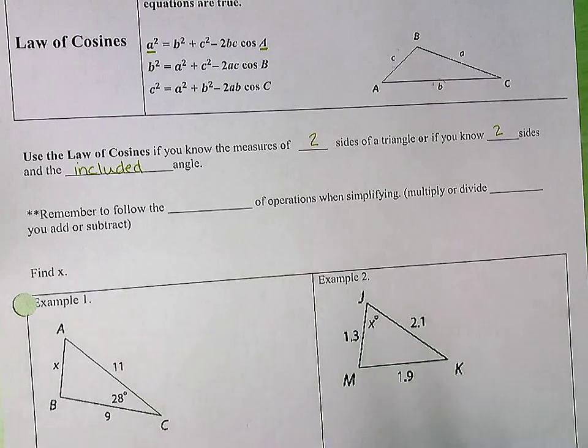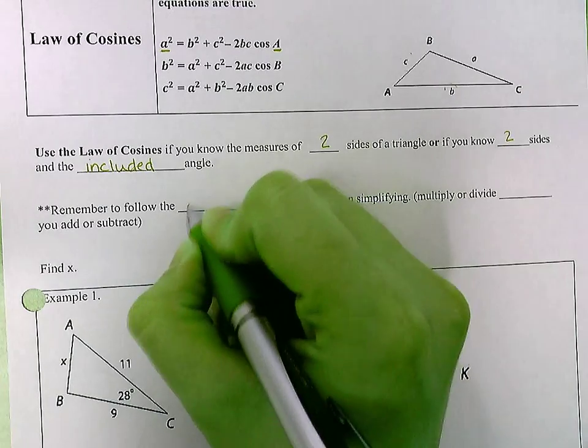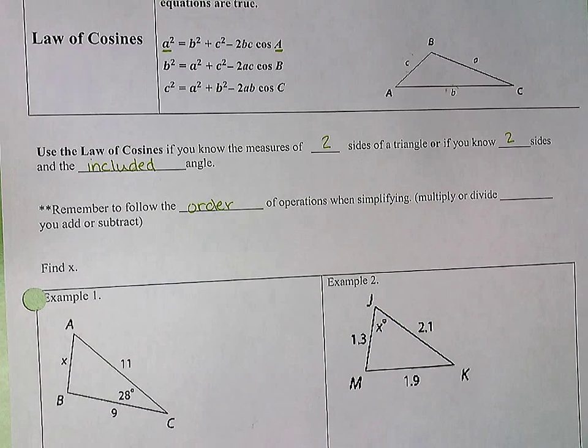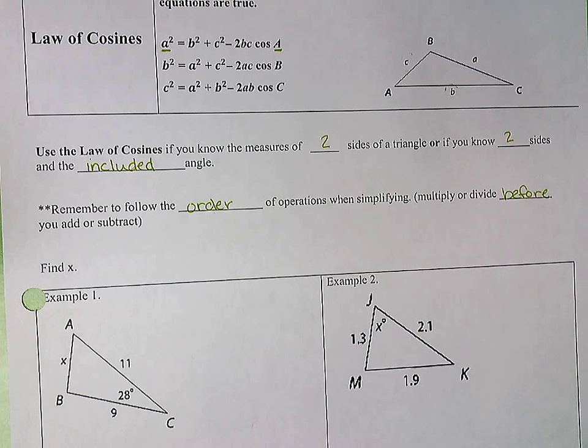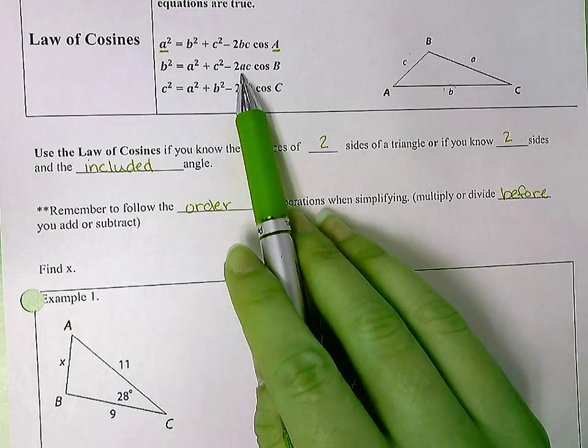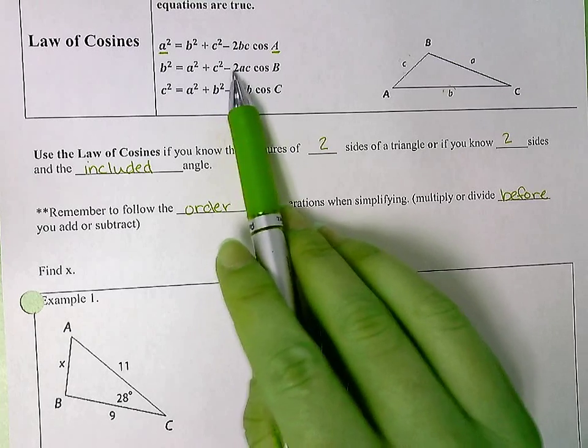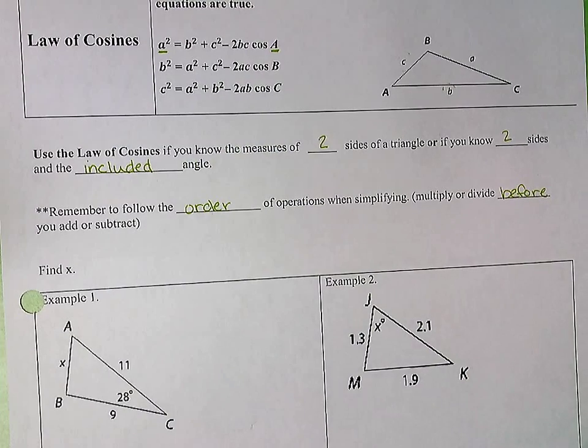So with this, you do need to remember to follow the order of operations. Okay, so when you're simplifying this, you need to follow the order of operations. So you're going to multiply or divide before you add or subtract. You'll notice up in your formula here, you have multiplication, you have subtraction and addition as well in there. So when you're simplifying, you need to be careful. Don't combine c squared minus 2. Okay, 2 is multiplied by a, c, and cosine of b. So all that has to be multiplied together first before you can add or subtract.